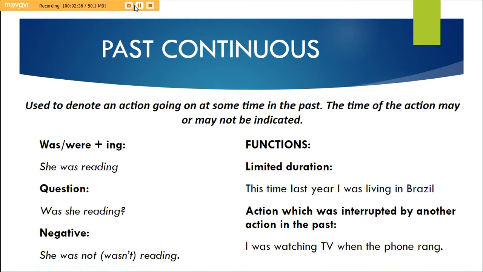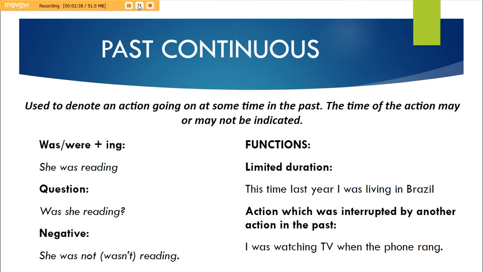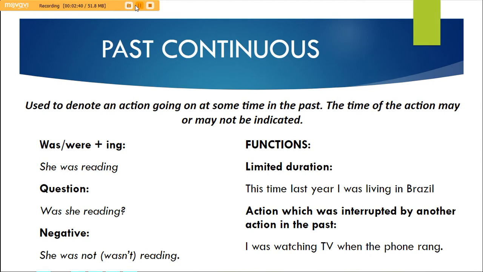And if you put in a negative connotation, it will be, she was not or wasn't reading. This tense talks of a limited duration. For example, this time last year I was living in Brazil. It also denotes an action which was interrupted by another action in the past. I was watching TV when the phone rang. So I was watching TV is one action interrupted by the phone ringing.